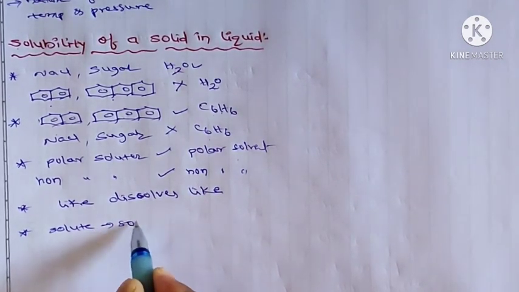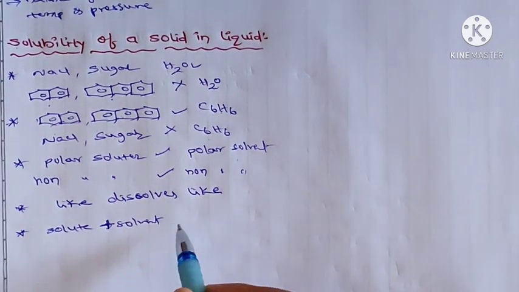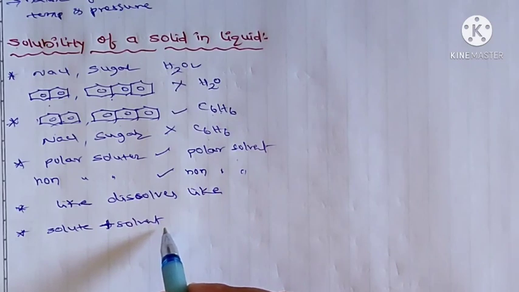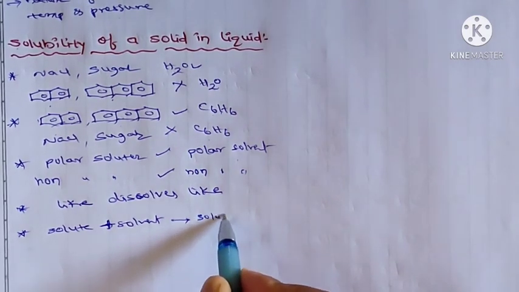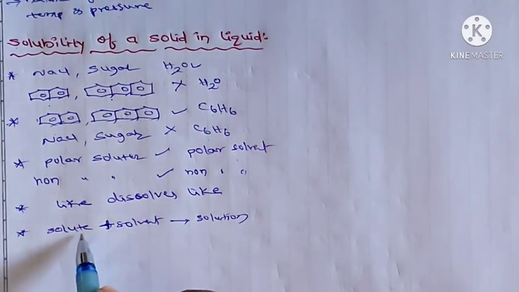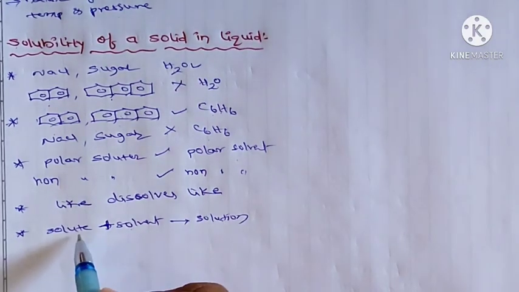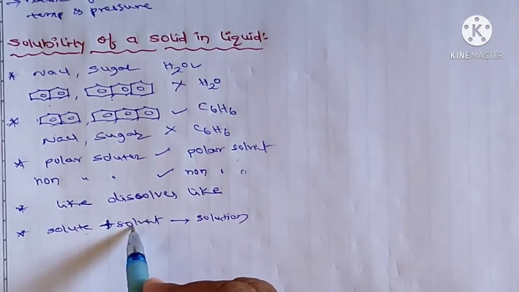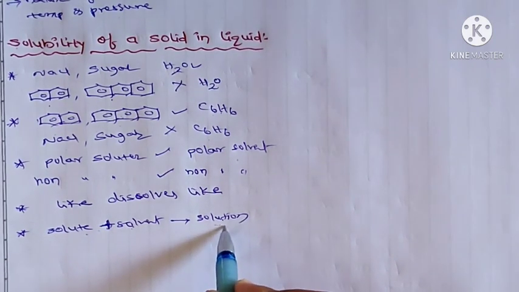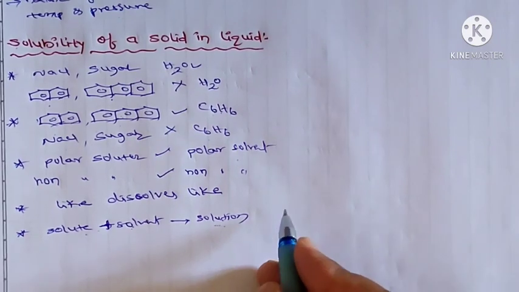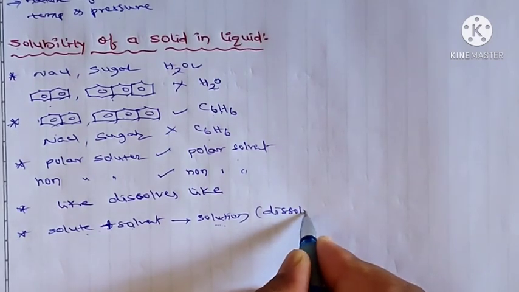the solid solute is added to a solvent, some solute dissolves and the concentration of the solution increases. When we add solute to the solvent, we are getting the solution. When a solid solute is added to the solvent, some solute dissolves and the concentration of the solution increases. This process is known as dissolution.